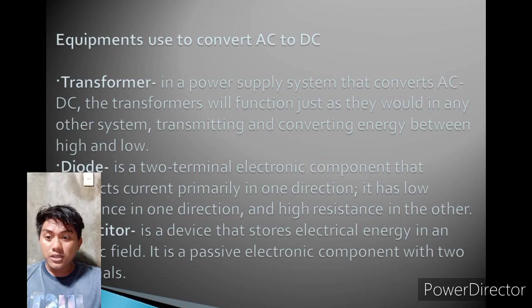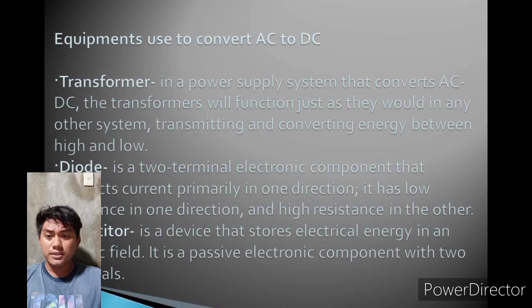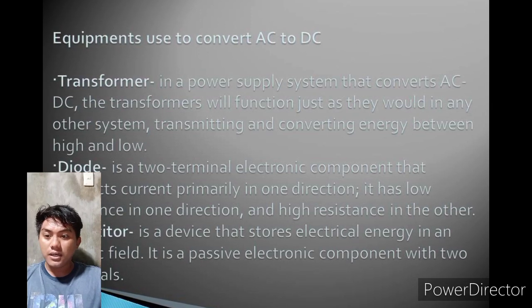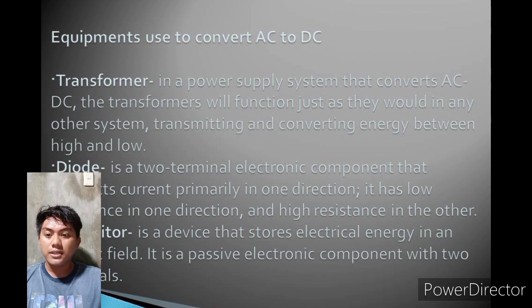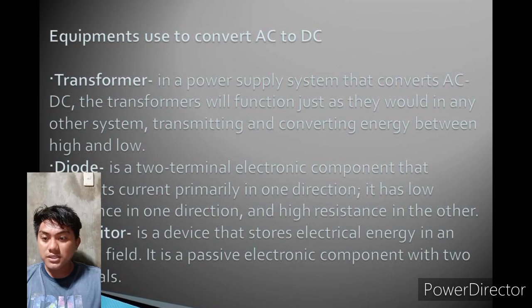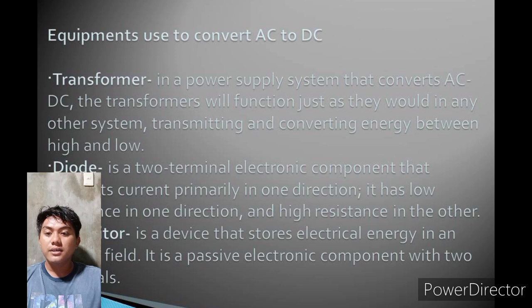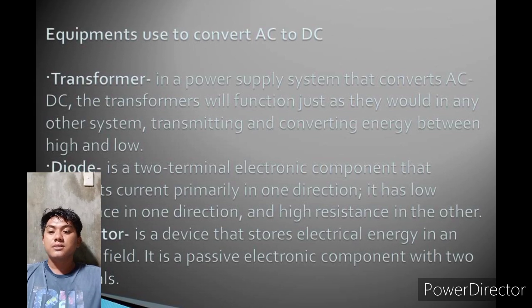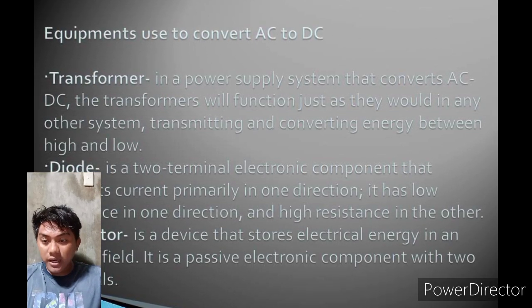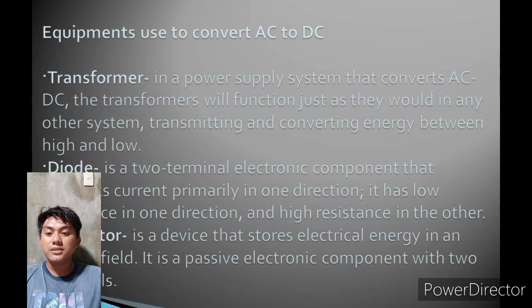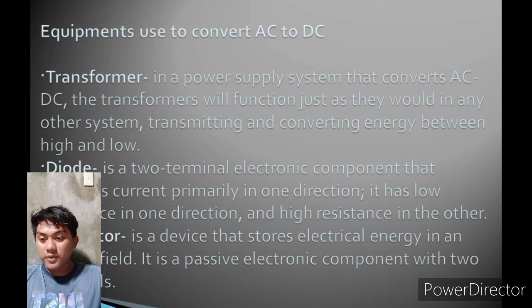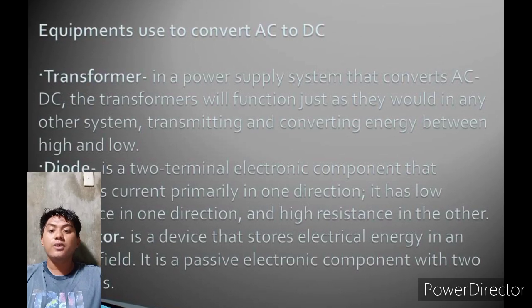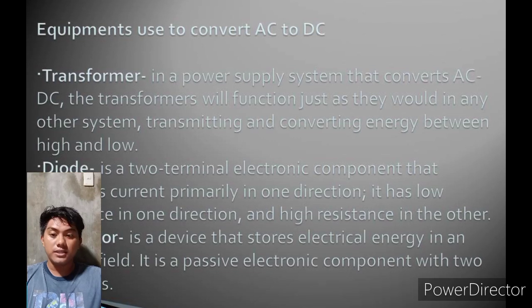Diode. It is a two-terminal electronic component that conducts current primarily in one direction. It has low resistance in one direction and high resistance in the other. Capacitor. This is a device that stores electrical energy in an electric field. It is a passive electronic component with two terminals. And this is my video presentation on this subject.